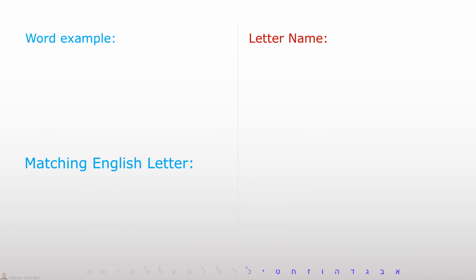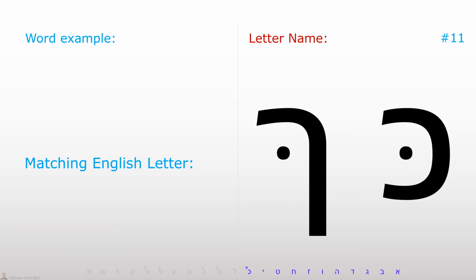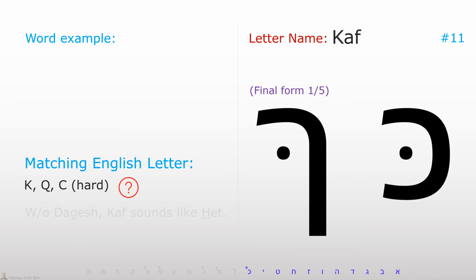The letter Kaf has a final form, and that is the first final form we see today. There will be 4 more, a total of 5 letters with final forms you need to memorize. Similar to the letter Bet we discussed, a dagesh changes the sound of the consonant. When Kaf is decorated with dagesh, it sounds like K, Q, or C. Without a dagesh, it sounds like Chet. For example, Karich.